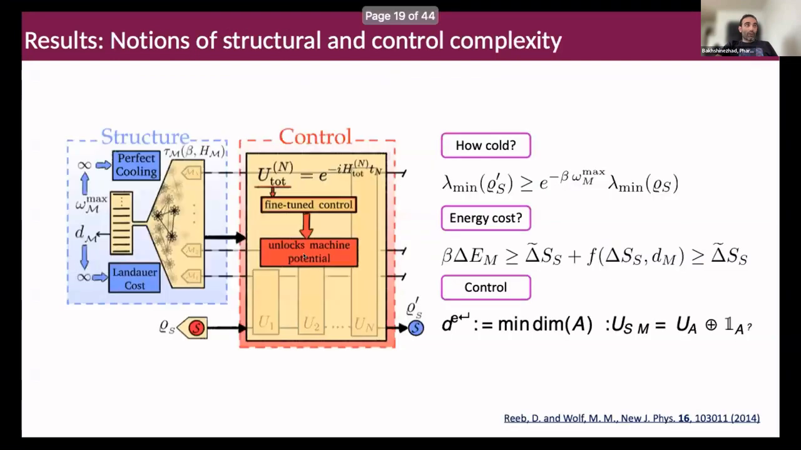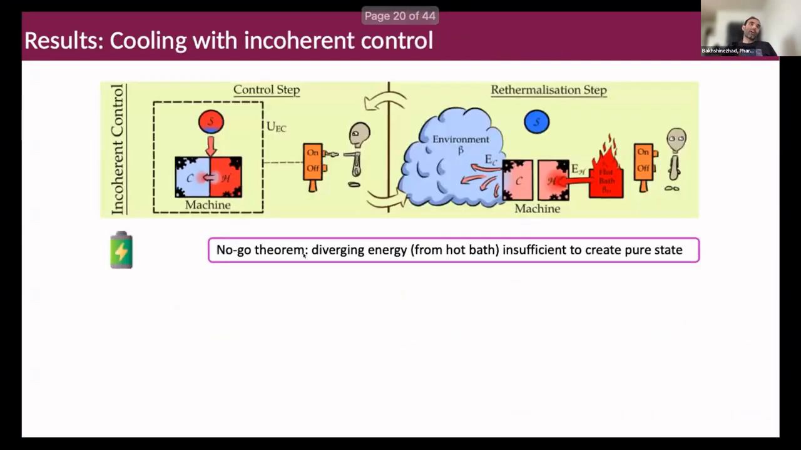Okay, so far we talked about the coherent scenario, but now we can talk about the incoherent scenario. Again, we are using the collision model, but here our system, instead of interacting with one machine, interacts with two machines at two different temperatures. One we call the hot machine, and the other is the cold machine.